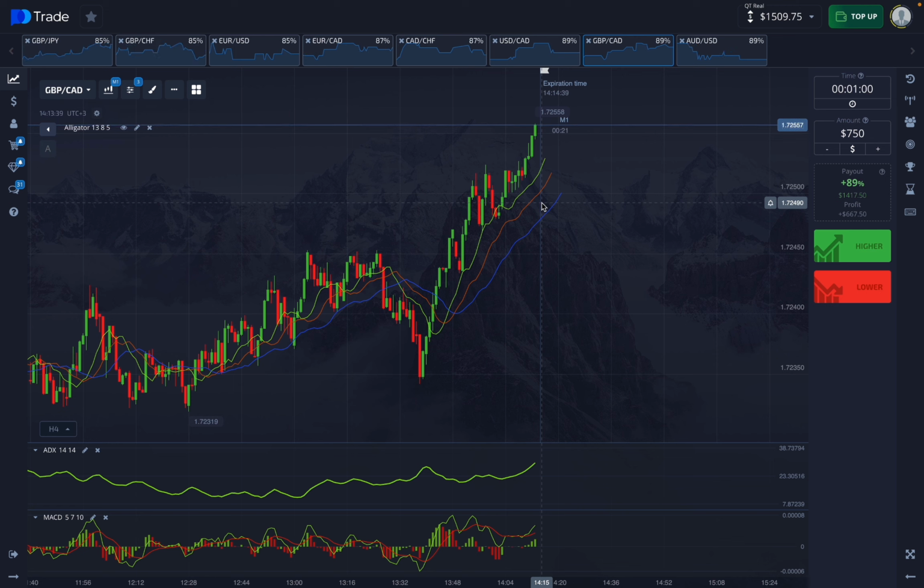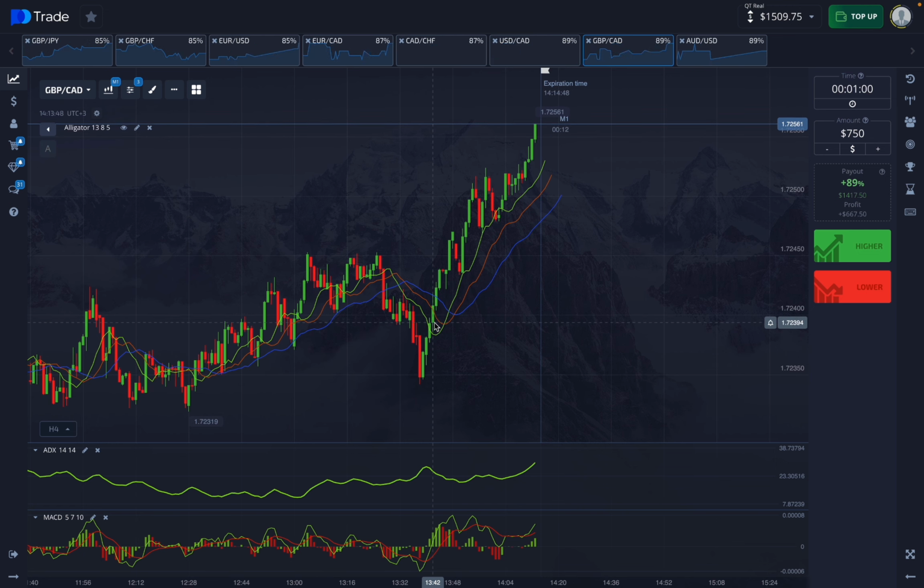One of them is a trend indicator. It is the Alligator with absolutely default settings. And we will have two oscillators. The first one is ADX and the second one is MACD.